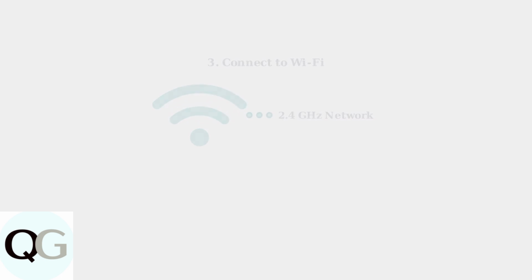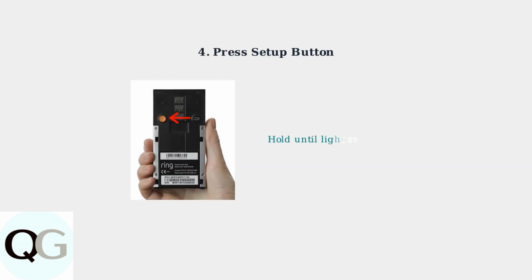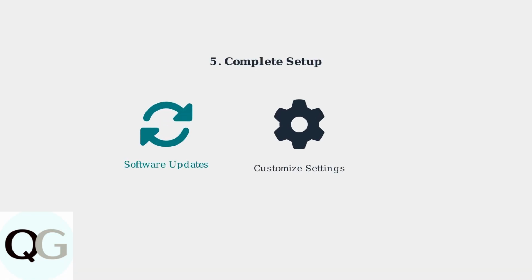Ring doorbells typically work with 2.4 GHz networks, so make sure you're connecting to the correct network band. Press and hold the setup button on your Ring doorbell until the light begins to spin. Then join the Ring network that appears in your phone's Wi-Fi settings. Complete any software updates that appear and customize your doorbell settings within the app. Make sure the firmware is up to date for optimal performance and security.